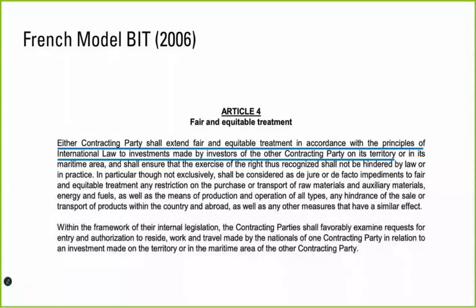Let's look at the French model BIT. Here the title is different already. It's more precise. They call it fair and equitable treatment. Either contracting party shall extend fair and equitable treatment in accordance with the principles of international law to investments made by investors of the other contracting party on its territory. What is different here? What do you find here that we didn't have in the German model BIT? Principles of international law. So there is this reference, we'll see it's very important. It's a treatment that has to be fair and equitable in accordance with the principles of international law. So it's a little bit more sophisticated.